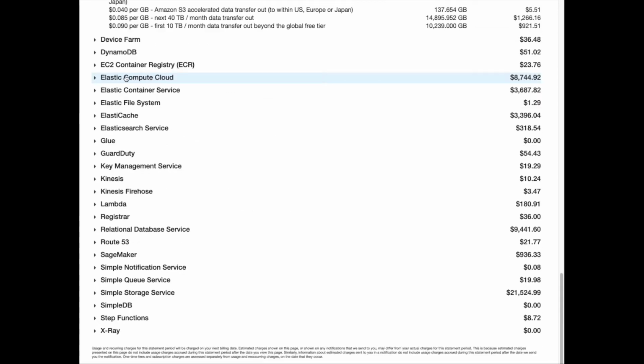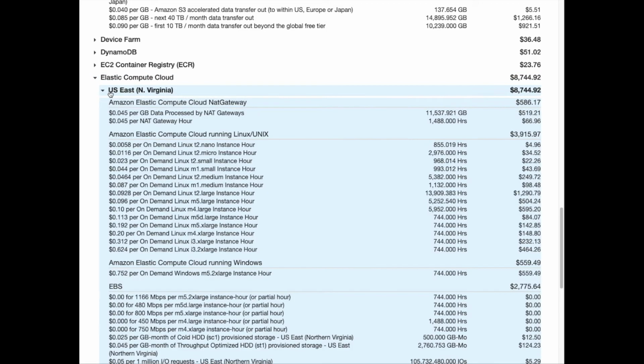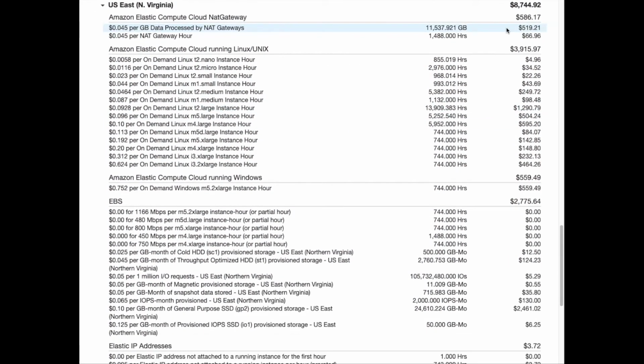The next section we're going to take a look at is Elastic Compute Cloud, which are your EC2 instances. Again, making sure that we're only seeing instances in the regions where we operate. So we've got data processed by the NAT gateways because we operate inside of VPC, meaning that our EC2 instances, the only access they have to the internet is going out through a NAT gateway. So this part makes sense.